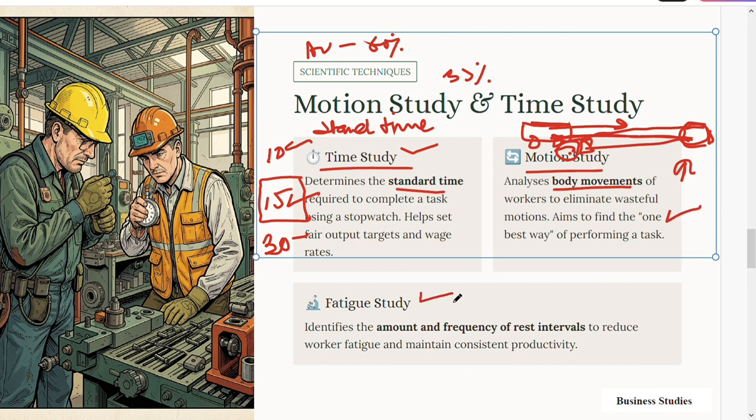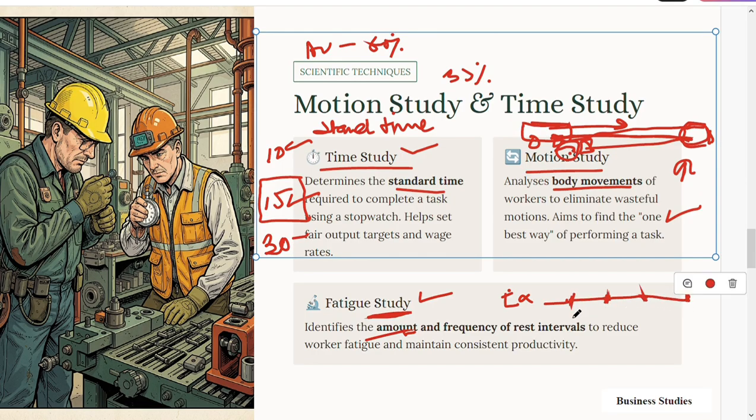What is fatigue study? Fatigue study is done to find out after how much time the employee should be given a break, or what should be the frequency of breaks. Let's take an example: you are going to the gym, and you are doing an exercise for the biceps. You do 15 reps, and then you take a break. Your coach says, okay, take a break for 1 or 2 minutes, then again go for 15, then again take a break of 1 or 2 minutes, then again go for 15, right?